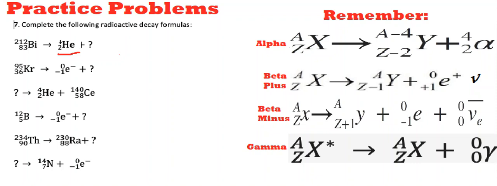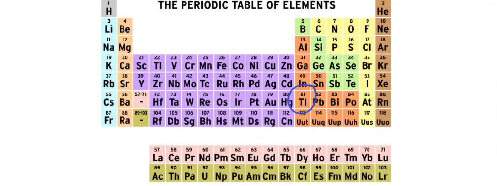With knowing this, all we have to do is A minus 4, which is 212 minus 4, which is 208. And then we have to do Z minus 2 to figure out the proton number, which is 83 minus 2, which is 81. Now that we know the proton number is 81, we can refer to the periodic table and see that thallium, which is Tl for short, is the unknown element of the daughter nuclei.